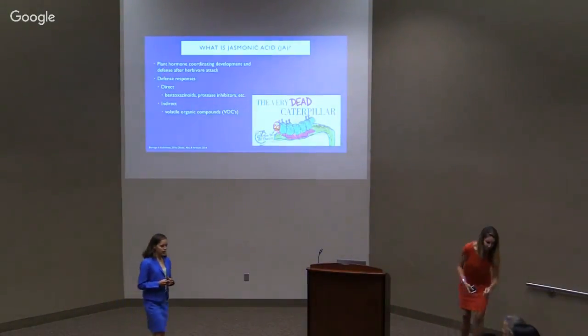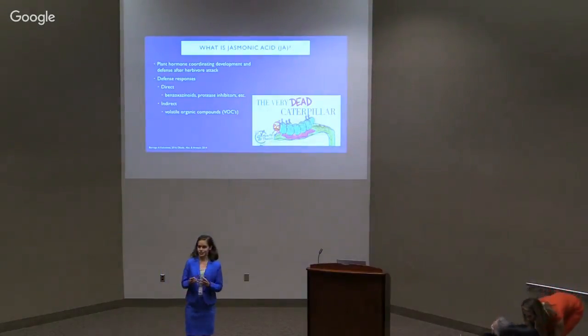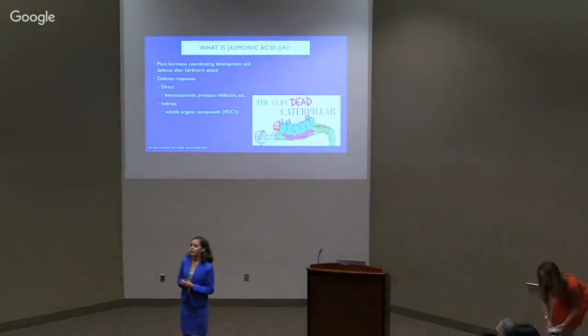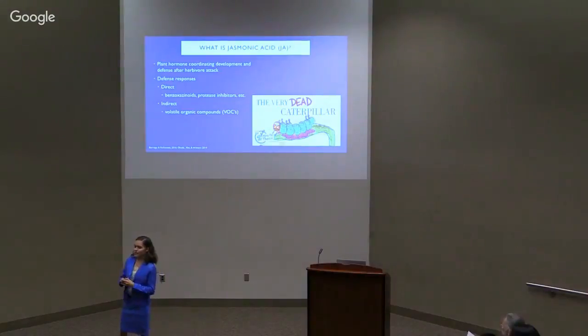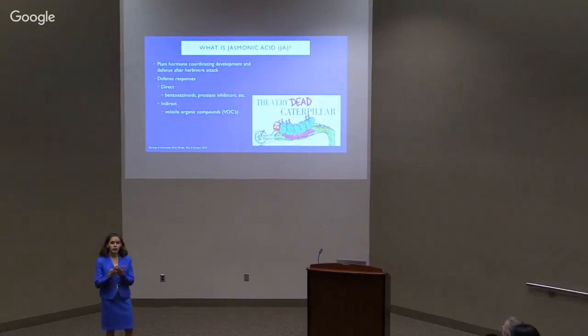First I'll start by talking about what jasmonic acid, or JA, is. JA is a plant hormone coordinating both development and defense against herbivore attack. This includes two main ways. You have direct defense, which is basically hurting the bug that's feeding on your maize plant. And then you have indirect defense, where you're attracting the predator of the herbivore that's feeding on you, say a wasp, so it can go in and eat the caterpillar.